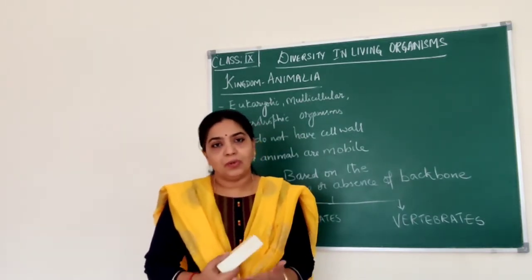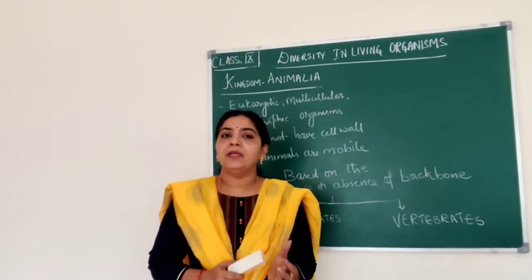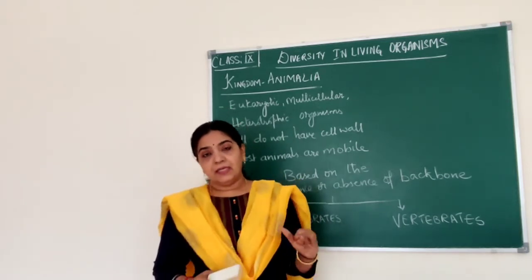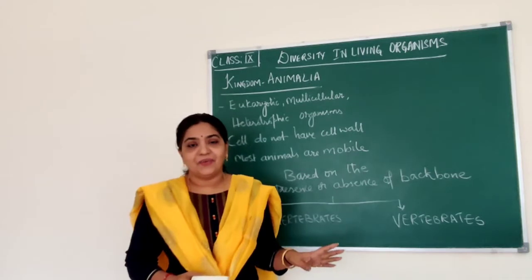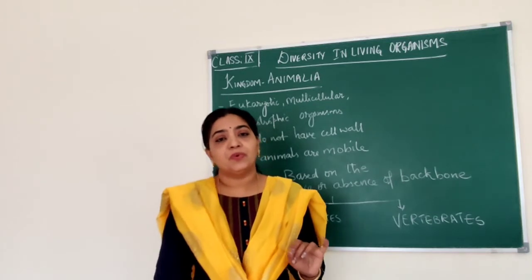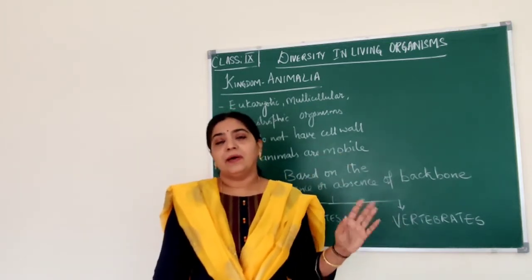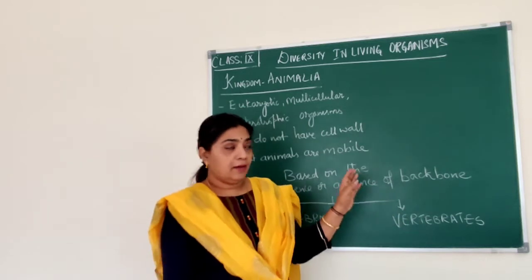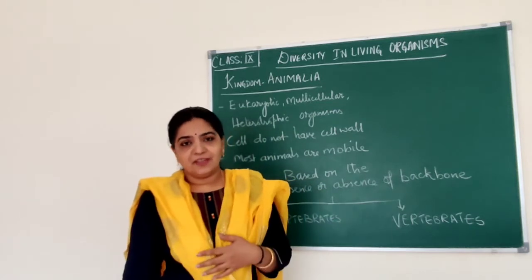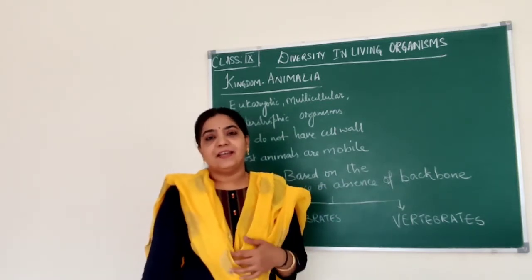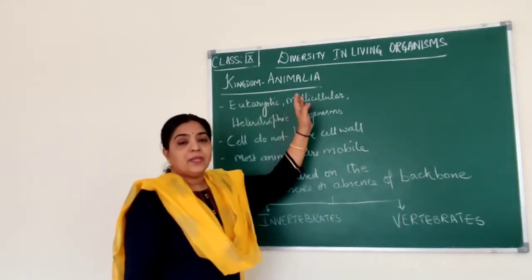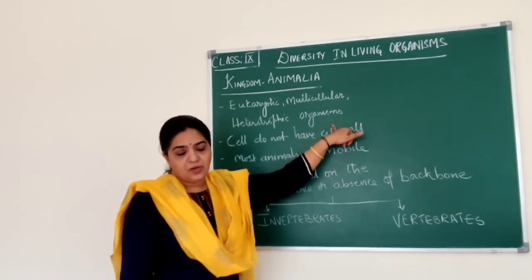So already we know what animals are, right? The kingdom Animalia includes organisms which are eukaryotic and multicellular, and all are heterotrophic. You won't find one single organism which can prepare its own food, okay? So all the animals are heterotrophic. Heterotrophic, you know very well: these are organisms which cannot prepare their own food and depend on plants either directly or indirectly. Eukaryotic, multicellular and heterotrophic organisms.